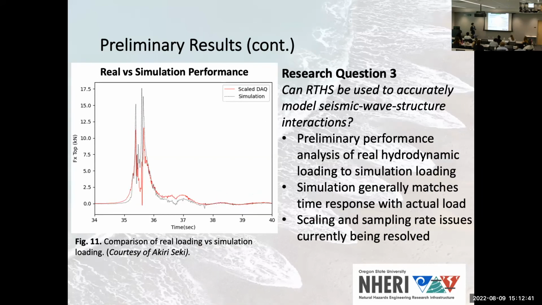And then finally, as to that last research question, preliminarily we can say that RTHS is a pretty accurate and effective method at modeling the seismic wave structure interactions. This graph shows the measured load from the data acquisition system compared to the simulation. We can see that over time, it follows pretty well. Obviously, there are some gaps in the data, but that's mainly an issue of scaling. You have to make sure that the loads are scaled correctly, like I mentioned earlier with the Froude scaling, in addition to some sampling rate issues.